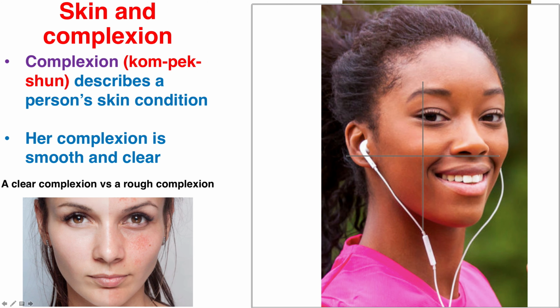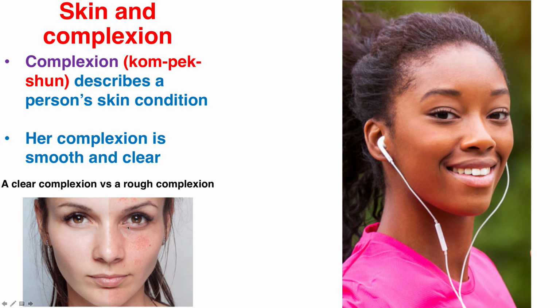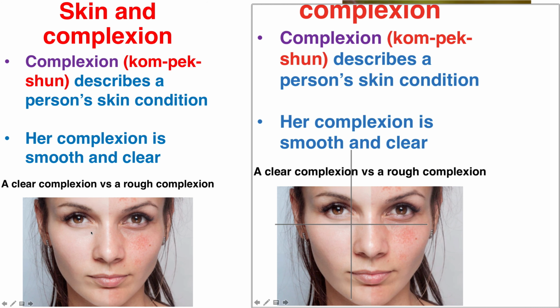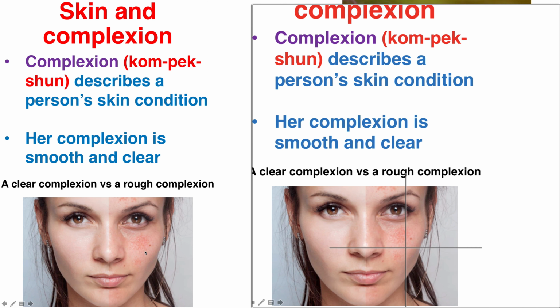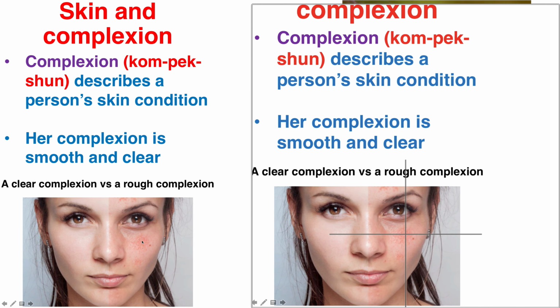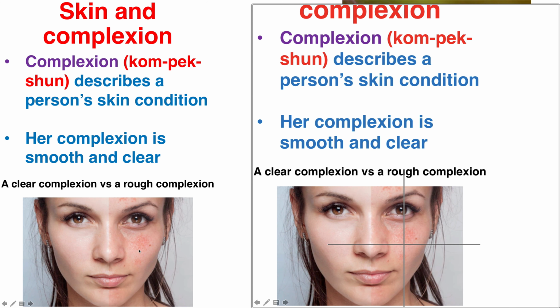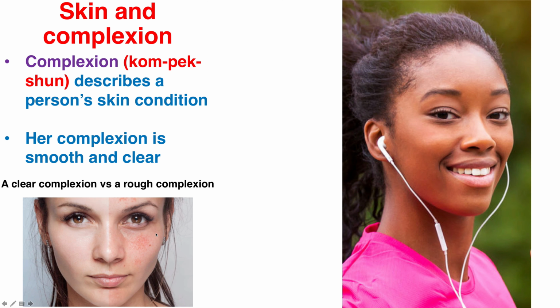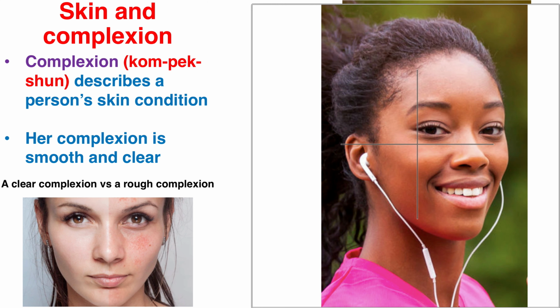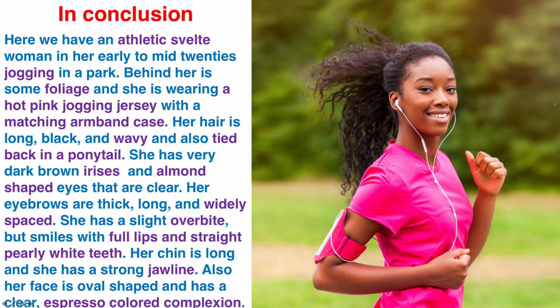There aren't any blemishes. Versus this person. So here would be a smooth complexion, and it's clear. Whereas over here we have blemishes or these little red spots here. So smooth complexion versus rough complexion, clear complexion versus rough complexion. So her skin is smooth and clear. All right, well that's about it.